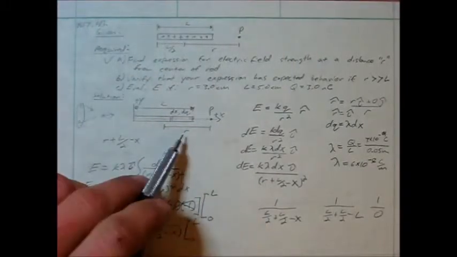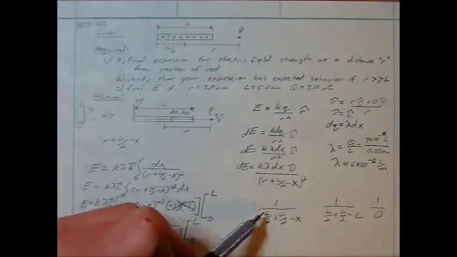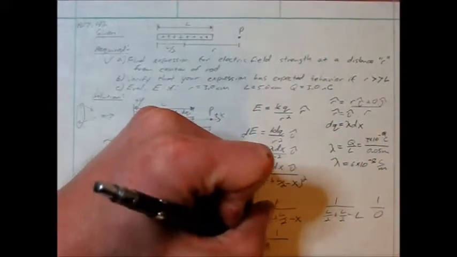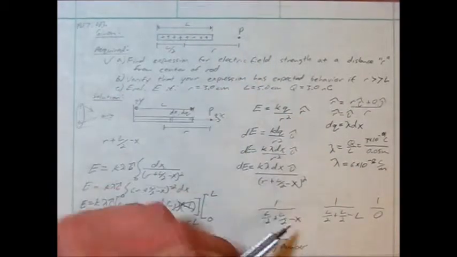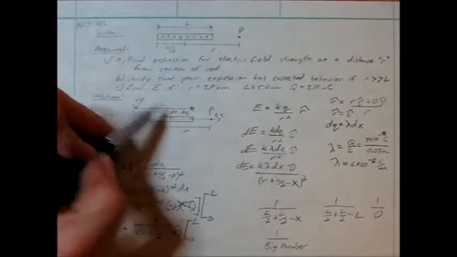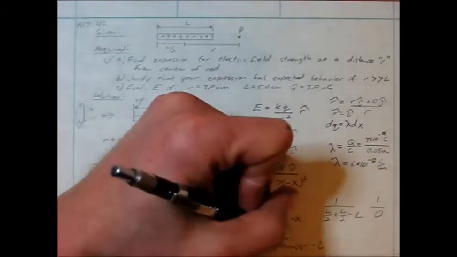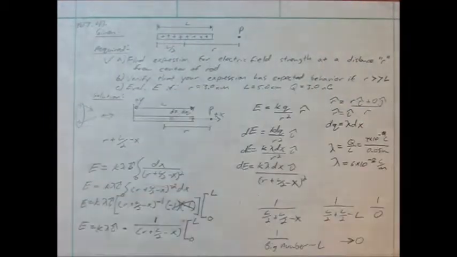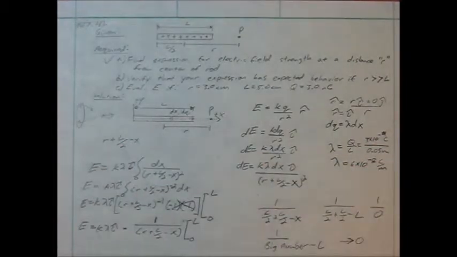Other than that, if the distance here is anything large, this fraction is going to be 1 over some big number, because x still has its limits within 0 and L here. So let's say this number is just a big number minus L. It's going to make the fraction approach 0. So it's going to be a very small number, which makes sense. The farther away you are from your rod, the electric field strength is going to go down.